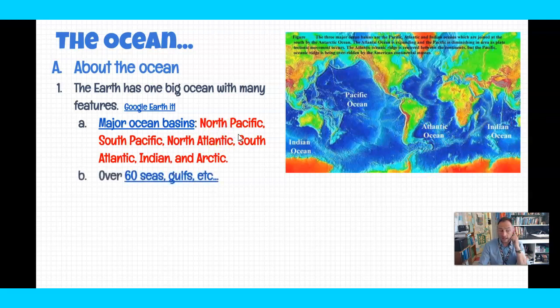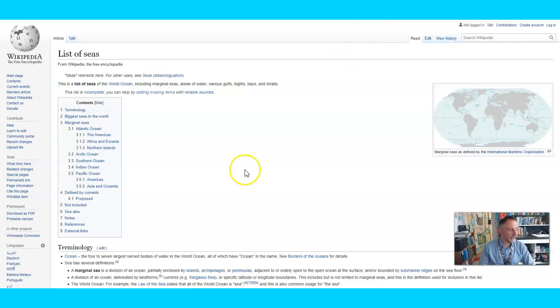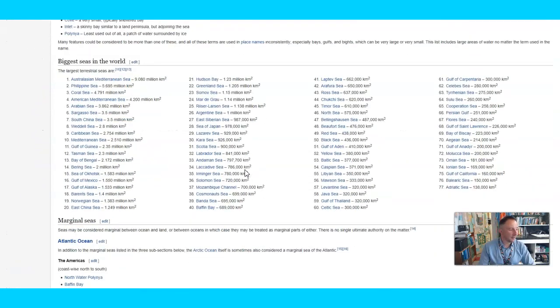Within that, there are 60 seas and gulfs. So the Gulf of Mexico, the Caribbean Sea, Gulf of Alaska, the Bering Sea. All of these have their own little circulation systems, weather patterns, tides, and other things that go along with them, and ultimately have their own ecosystems. Some of them more unique and distinct than others, but each of them amazing and special in their own way. I have a link here to a list of all of those, so you could click on that and look at the list of all of the biggest seas in the world. Ooh, there's 77 that they have on here. You could click on each of those and check them out.